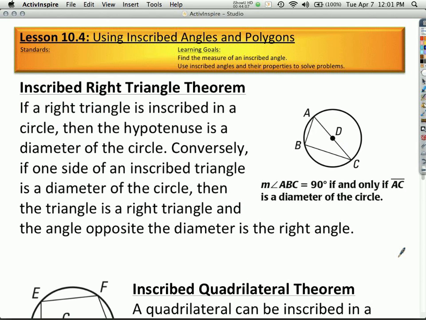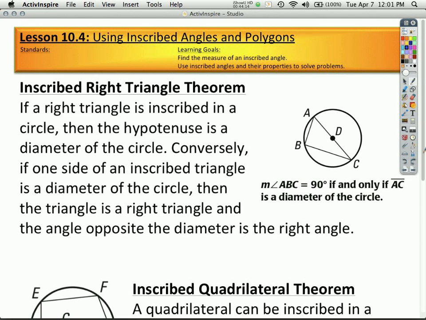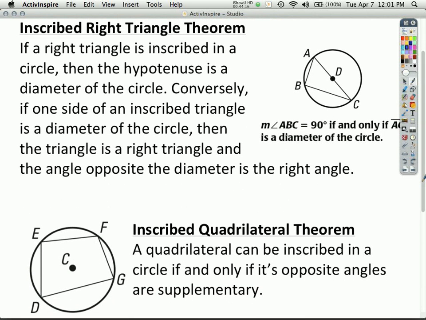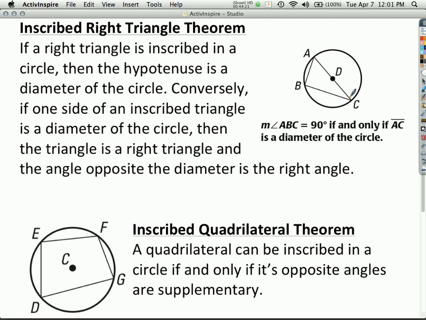So now, the last 2 ideas. What happens when we inscribe a polygon inside a circle? The inscribed right triangle theorem and the inscribed quadrilateral theorem. If the hypotenuse is a diameter, then the triangle must be a right triangle. Conversely, if it's a right triangle inscribed in a circle, then this must be the diameter. The inscribed quadrilateral theorem: opposite angles are supplementary, so we talked about these being opposites.